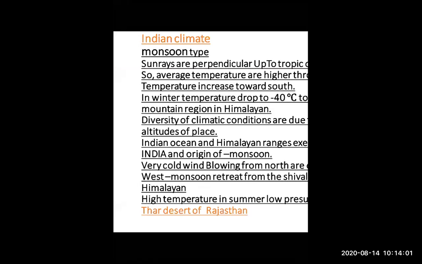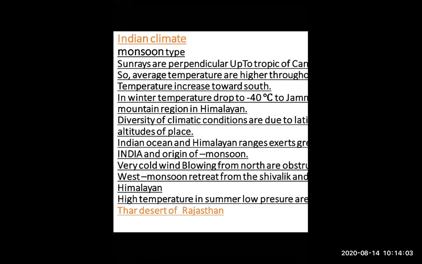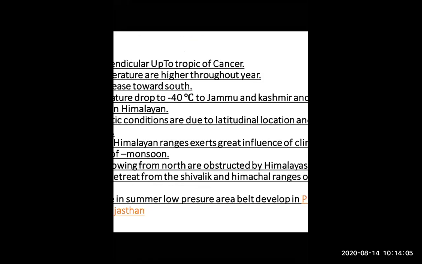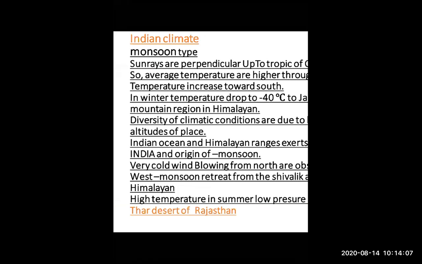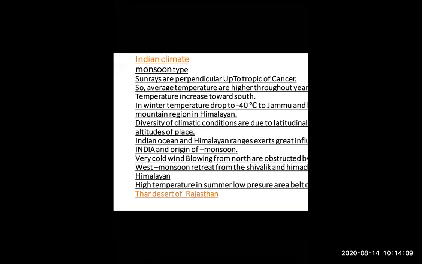After that, higher temperature in summer and a low pressure area will develop in Punjab and the Thar desert of Rajasthan. Now, as you know, Rajasthan is called a desert area. Why is it called a desert area? I'll show you something so you get to know.